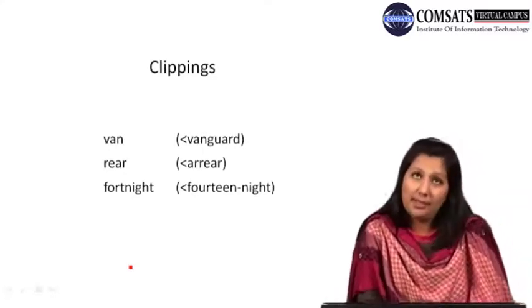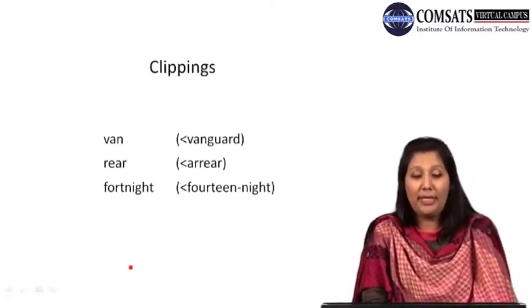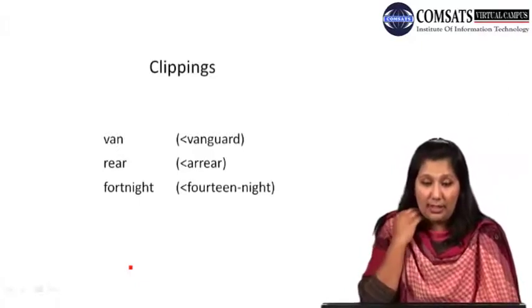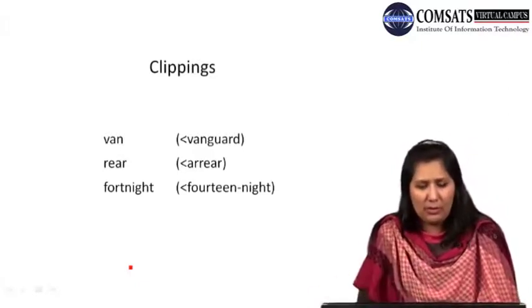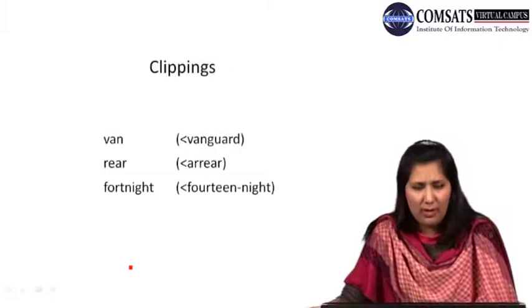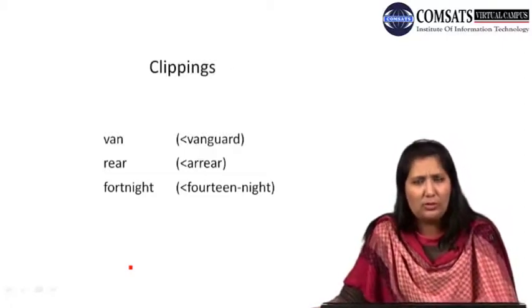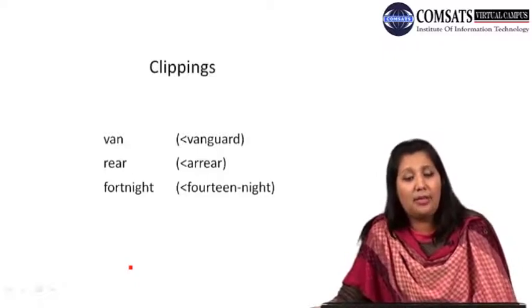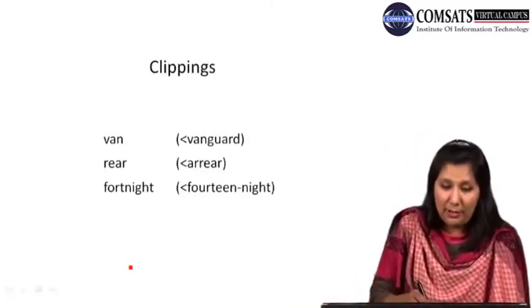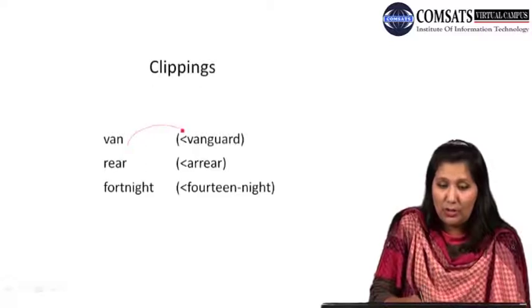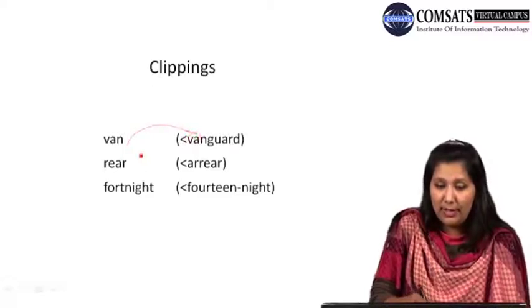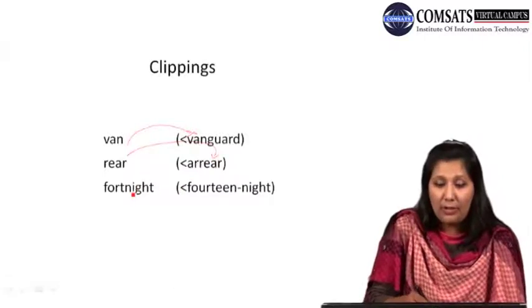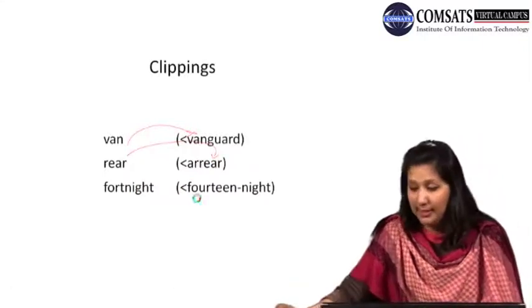Some clippings. Clippings is a combination of different words. A few of them we have also observed even before, so we are not going to go into that much detail. For example, vanguard is a clipping, and rear comes from this word, and fortnight is a combination of fourteen nights.